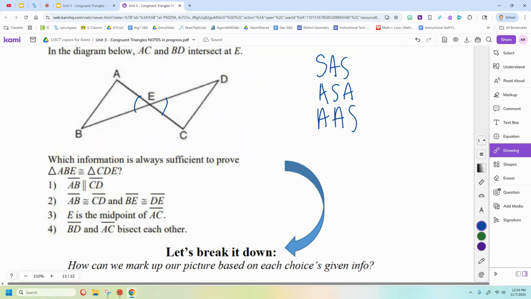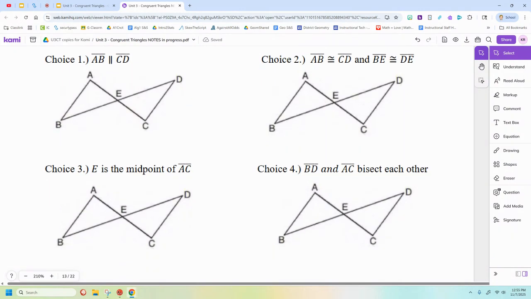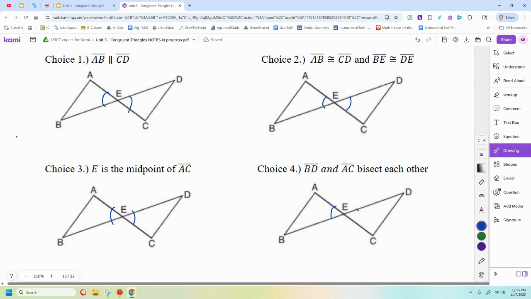But now you have to try each of the choices. So just take a moment. I want you to mark your vertical angles on all 4 pictures. Mark your vertical angles on all 4 pictures. Okay. All right, and I am preparing to use my highlighter next.